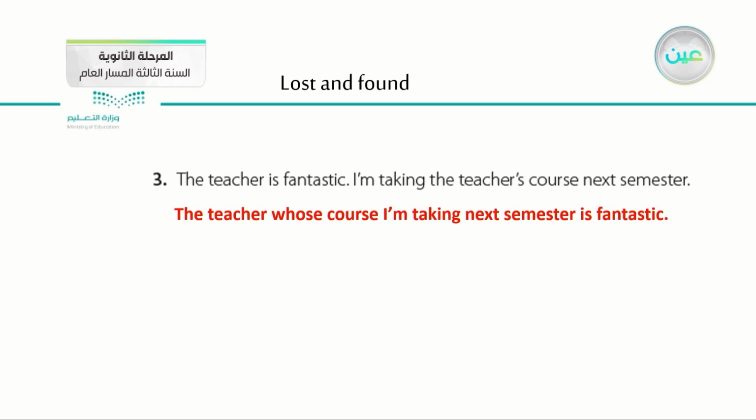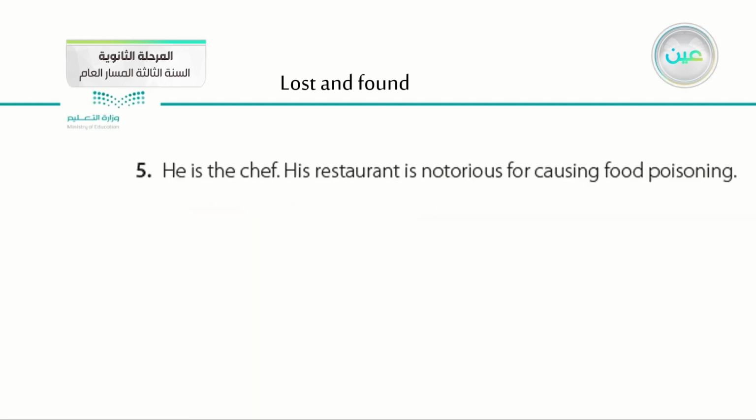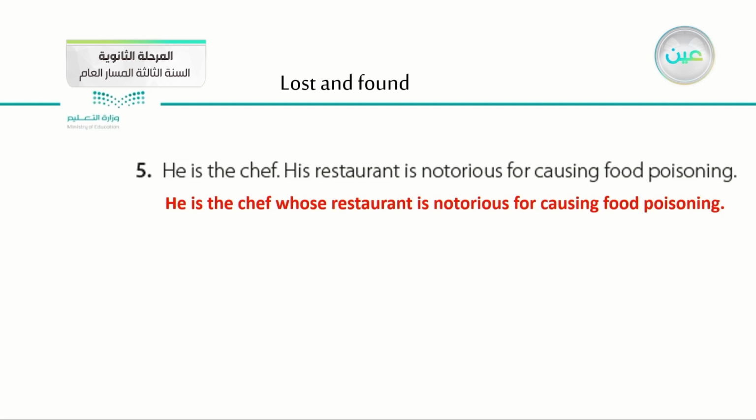As you see here, we use whose as a subject of this part. And of course, here we have: I have a friend. My friend's father is a doctor. I have a friend whose father is a doctor. You see, it's very interesting to go over these exercises. Number 5: he is the chef. His restaurant is notorious for causing food poisoning. What do you think we can change in this part? He is the chef whose restaurant, so this restaurant belongs to this chef. That's why we use whose as a subject here. Whose restaurant is notorious for causing food poisoning.